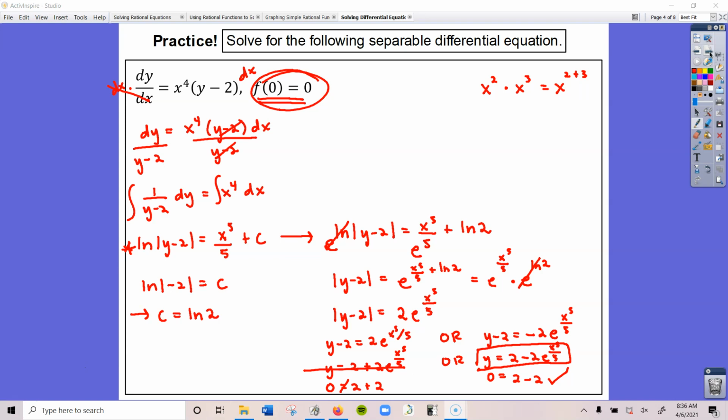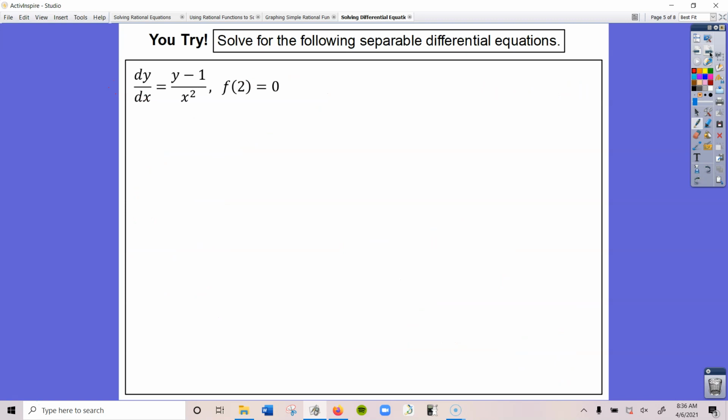Okay, let's try another one that's similar to this. We have here dy/dx is equal to (y minus 1) over x squared, and we have the initial condition of f(2) is equal to 0. So first we need to separate the variables and make sure that the x's are on the left and the y's are on the right. So I'm going to multiply the dx over. So we have dy is equal to (y minus 1) over x squared times dx.